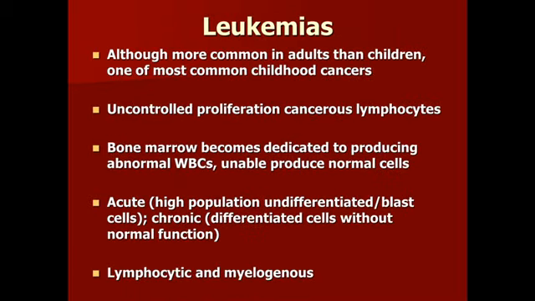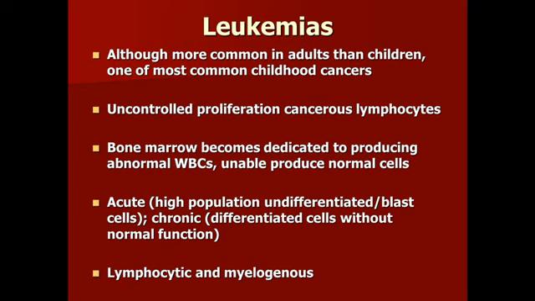Let's talk then about some of the disorders. Let's start with leukemias. Although leukemias are actually more common in adults than they are in kids, leukemia is one of the most common childhood cancers, especially acute lymphocytic leukemia. What happens in a leukemia is you have uncontrolled proliferation of abnormal cancerous lymphocytes.